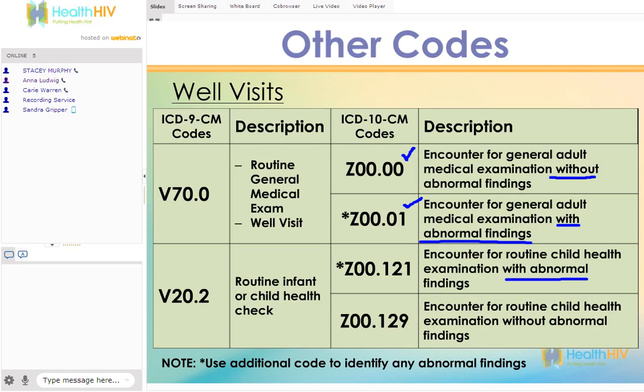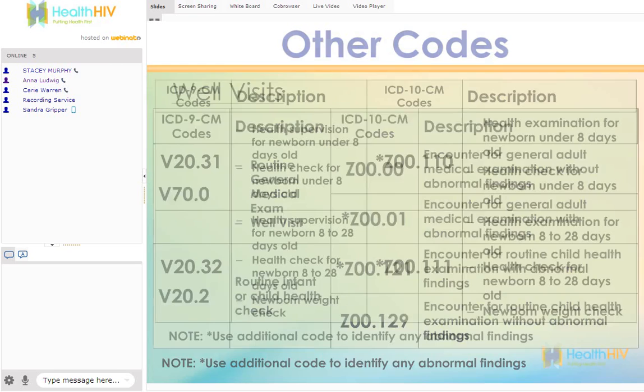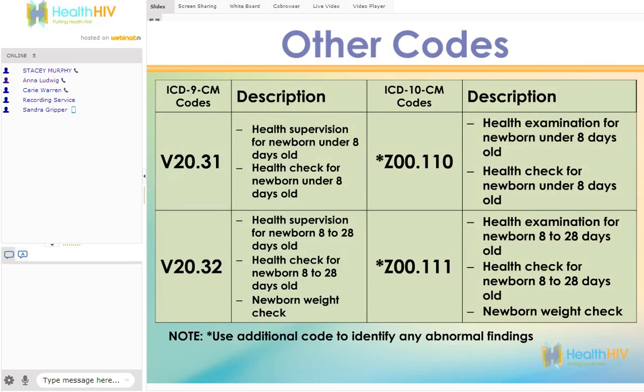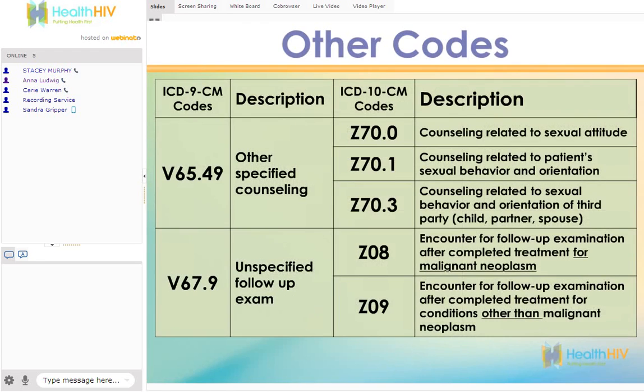So to reiterate, the codes that reflect with abnormal findings must have a diagnostic test or some type of a radiologic test, such as an EKG result or lab results or radiology results at the time of that well visit in order to report that. These are just some additional well visit codes for newborns. I'm going to bypass that.